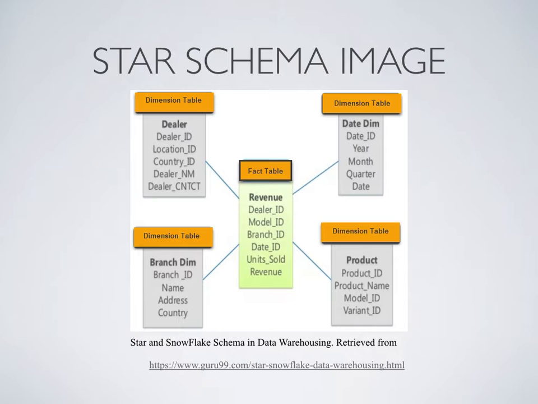We're going to go to the star schema image. For the star, the table is like a star. So it's easy to tell the difference between the two. But you have the dimension table, you have the fact table. Each one has something different. So the first one in the top left has dealer. Below that is branch dim. In the middle we have revenue. The top right is date, and the bottom is product.